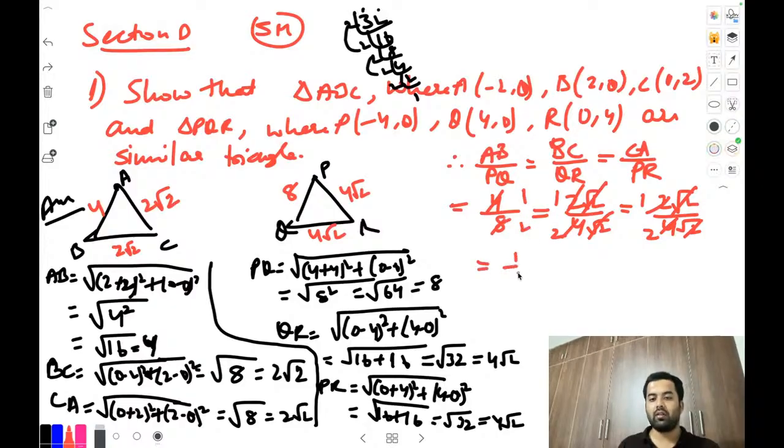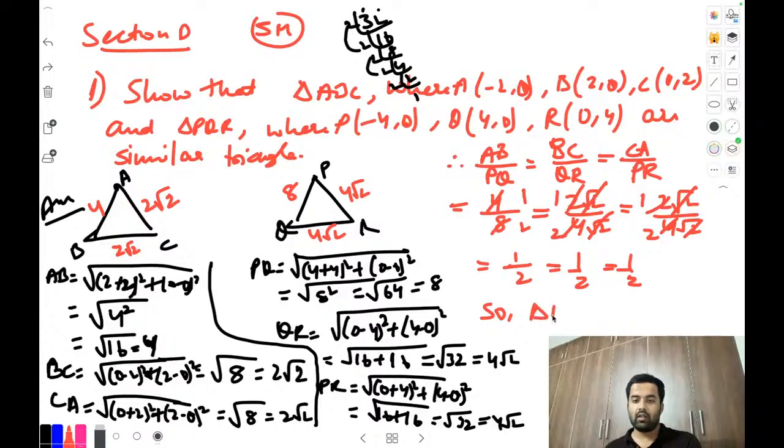Now check this out. What we got? 1 by 2 equal to 1 by 2 and equal to 1 by 2. Is it okay? All the ratios are equal. What does it mean? So triangle ABC and triangle PQR are similar. That's all. Similar triangles. Understood this? 5 marks.